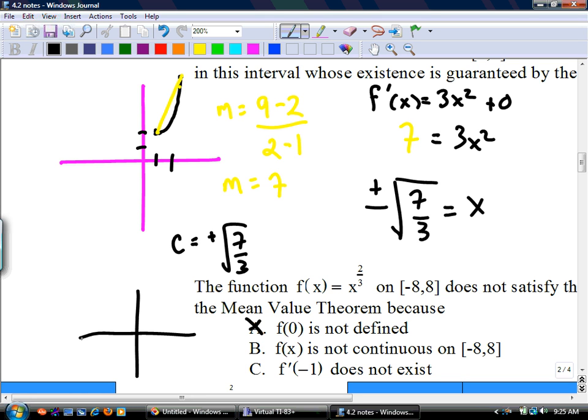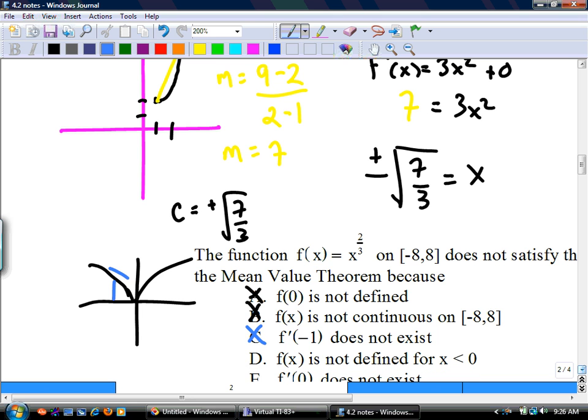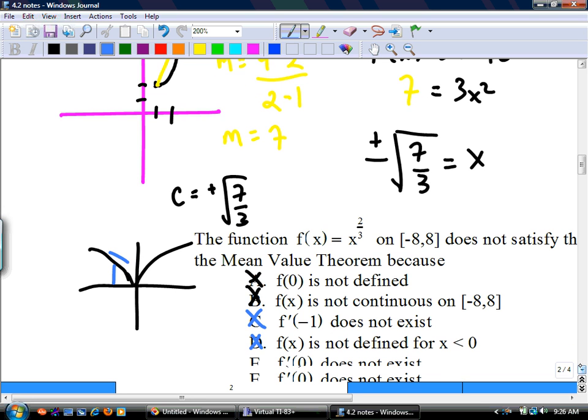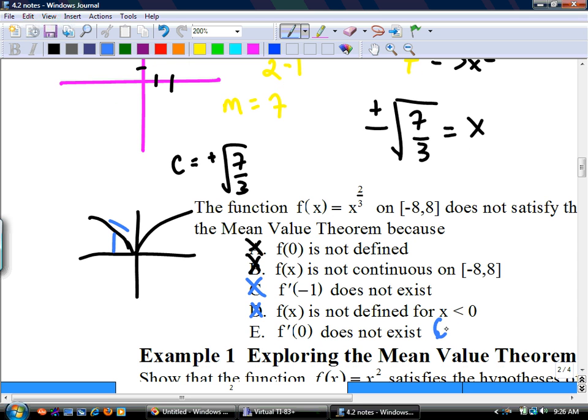Oh, you're starting to think. Which one is it? It's a cusp. So is it f of x is not continuous? That's false. F prime of -1 does not exist? Yeah, it does. That's false. F of x is not defined for x less than 0? No, there's a graph there. E, f prime of 0 does not exist because it's a cusp. This is true. Now, how do I know?